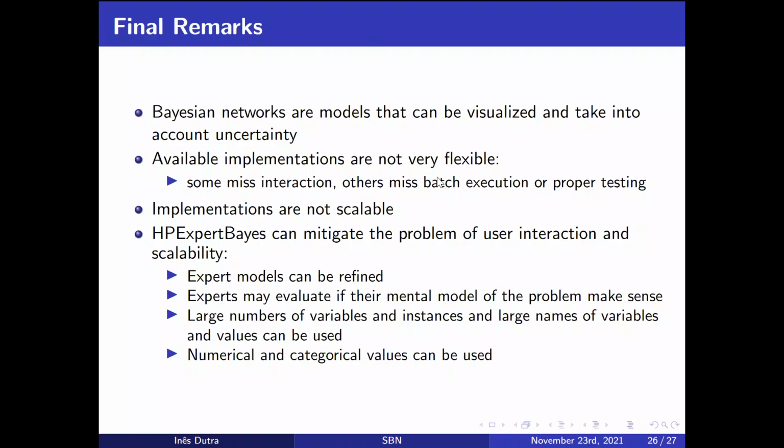Anyway, I think this ends my talk. I just want to say that Bayesian networks are models that can be visualized and take uncertainty into account, and they can be very useful when you want to visualize the relations among the variables, probabilistic relations. The available implementations are not very flexible from what I know. Some miss interaction, others miss batch execution or proper testing. Some implementations are not scalable. As we saw, we just compared with R, but we have other comparisons with Weka as well and with other algorithms, just that I didn't put everything here. And this software can mitigate some of these problems.